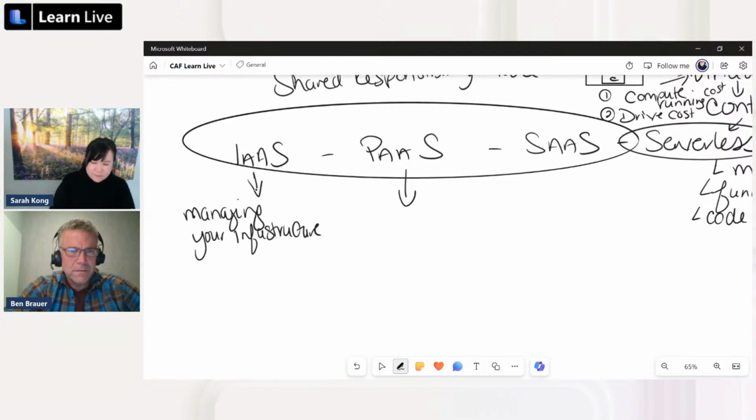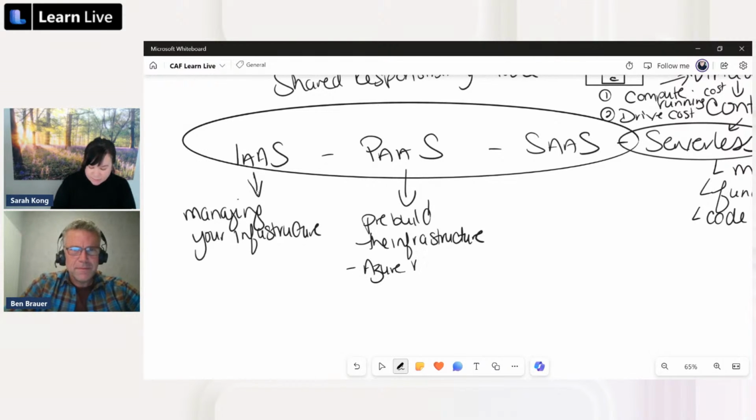Whereas PaaS, if you've already put it in the chat, platform as a service, what this one does is it allows you to just manage your information, your security, your application. We will pre-build the infrastructure. And if you think about some of the PaaS solutions, and if you can think of any, throw them in the chat. But one that always pops up in my head first and foremost is something like Azure App Service, right? That's a PaaS solution.